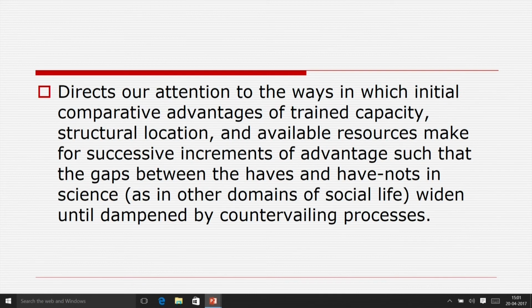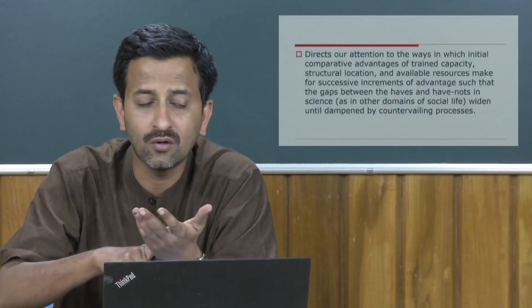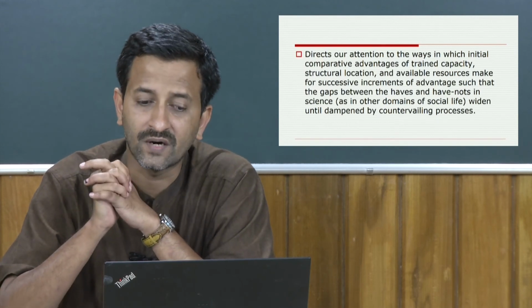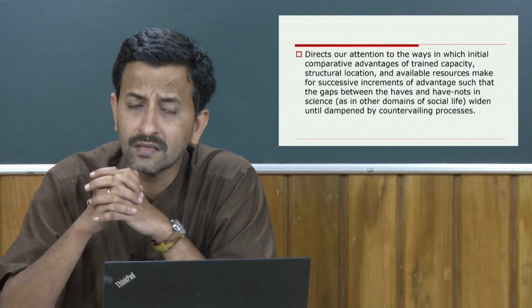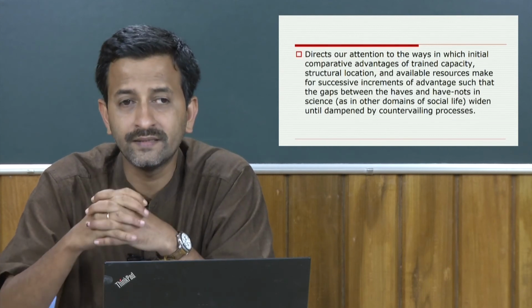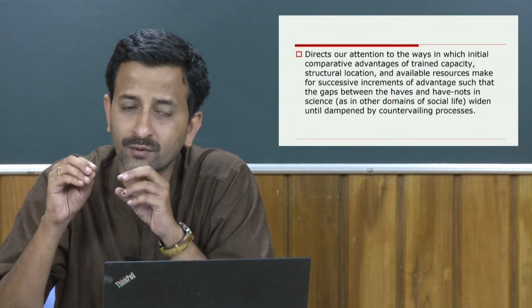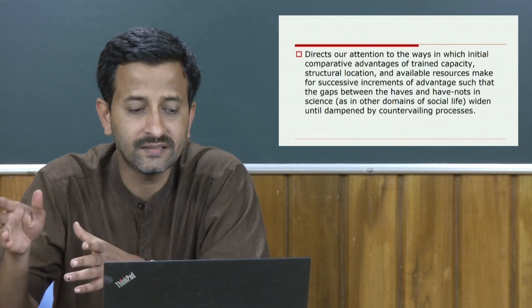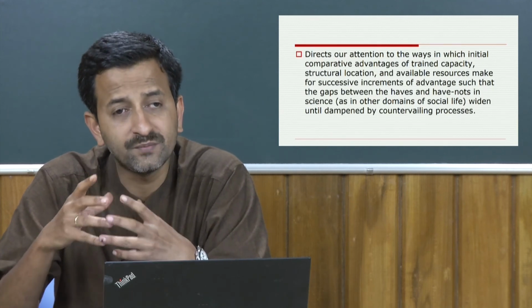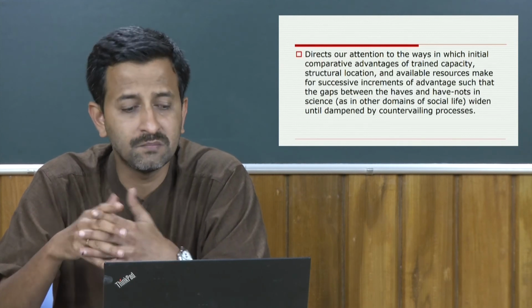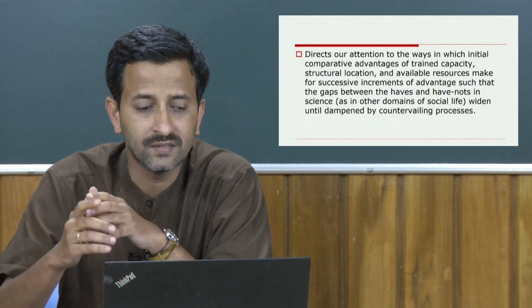Cumulative advantage in science directs our attention to the ways in which initial comparative advantages of three things: trained capacity, structural location and available resources make for successive increments of advantage, such that the gaps between the haves and the have nots widen until dampened by countervailing processes. Those countervailing processes will be discussed a little while later, and such gaps between the haves and have nots are not only found in the world of science, but also in other domains of social life.